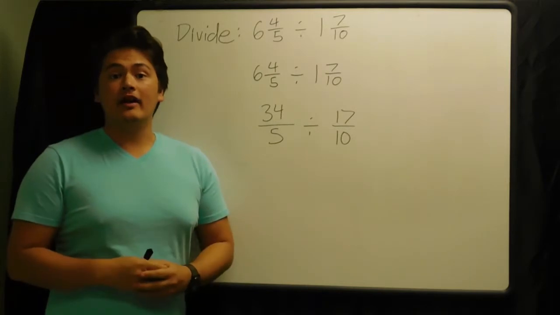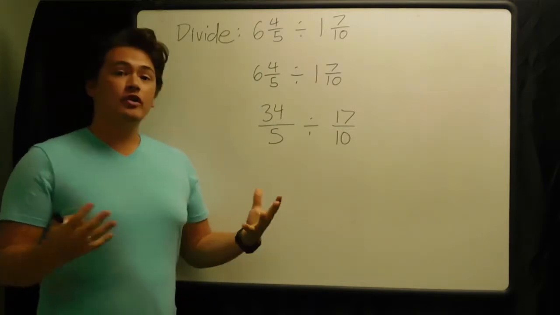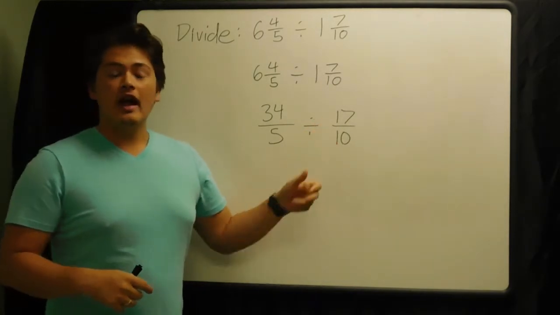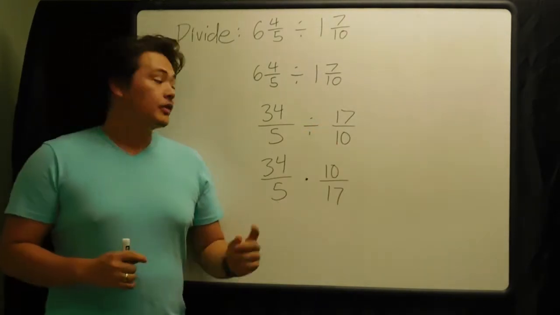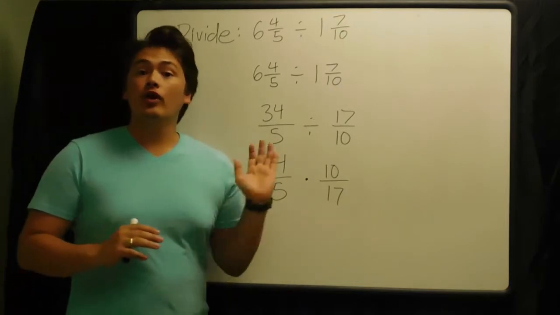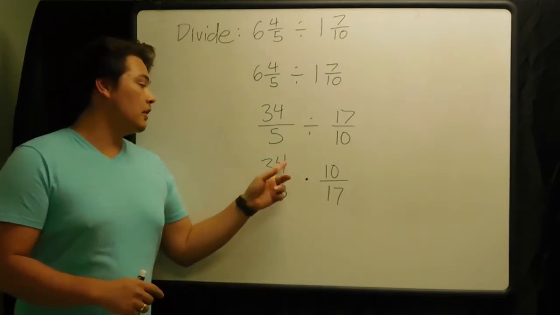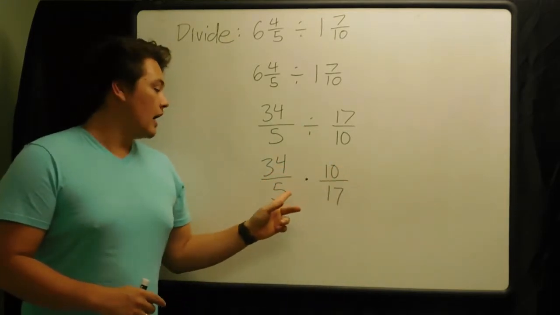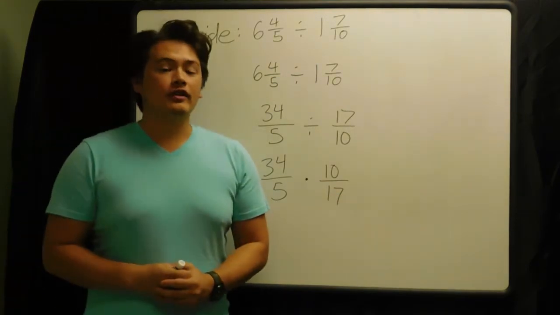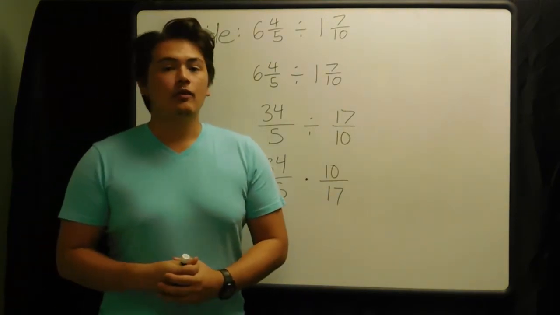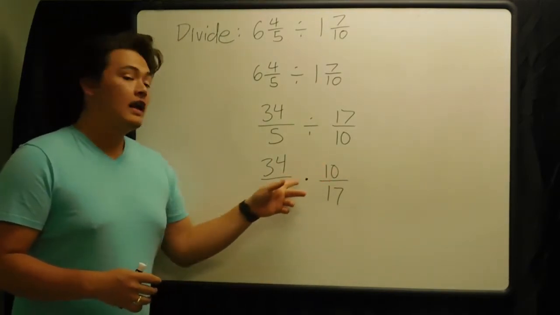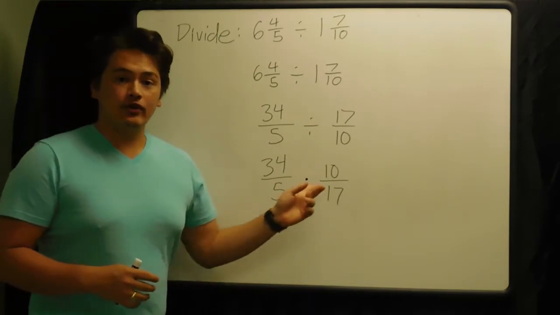So now that I have them as improper fractions, I'm going to flip the second number and then multiply it. So now that I've flipped the second number and multiplied, I can just work across. What I mean is that I can multiply the numerator by the numerator and the denominator by the denominator. But there's a trick to make it a little bit easier. If we're looking across this 5 and this 10, I can simplify these further.